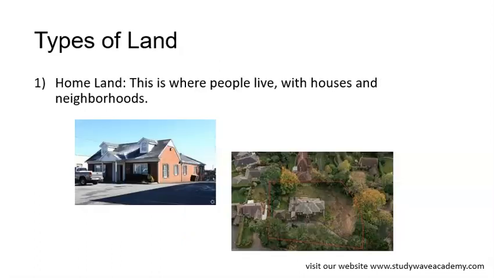Okay, first we have the homeland. What do we mean by the homeland? The homeland is where people live with houses and neighbors. It is where we live, where our houses are, where we stay, our home. That is what we mean by homeland. And we have neighbors, right? Yes, we do. So homeland is where people live.